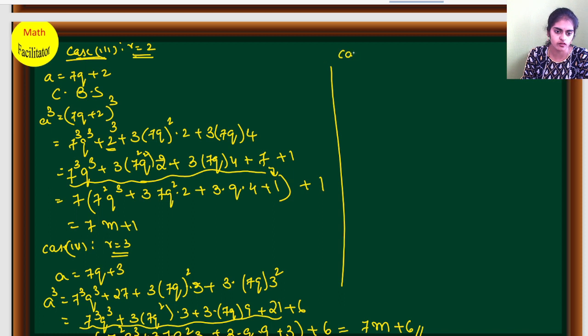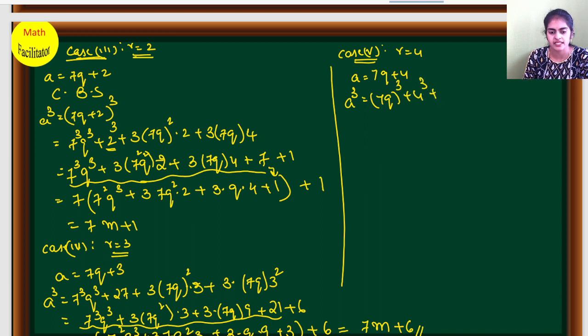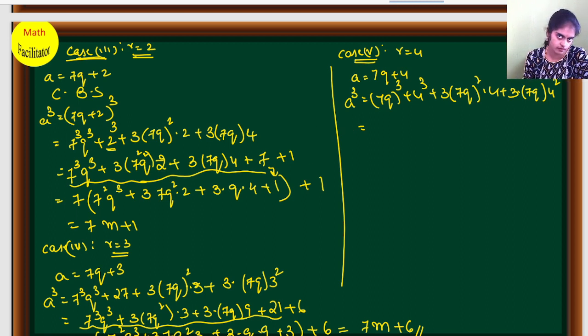Now case 5, let's do case 5. So in case 5 you have r equal to 4. So a equal to bq plus 4. So b is actually 7 here, isn't it? So a equal to 7q plus 4 and a cube will be equal to 7q whole cube plus 4 cube plus 3 into 7q whole square into 4 plus 3 into 7q into 4 square. Okay, and if you want you can solve it also. Here 3 into 9, so 27. You can write and solve it. As of now I am not doing it because it's a waste of time for us.